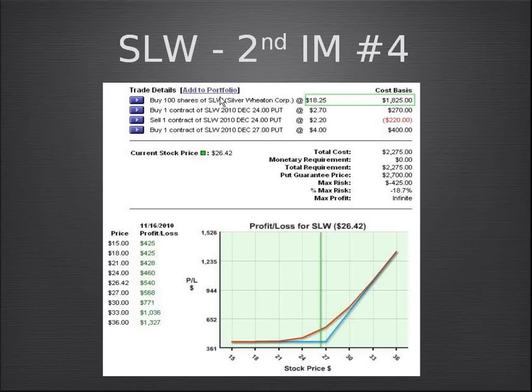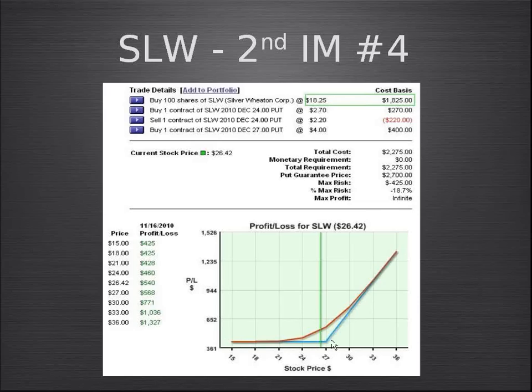So again, after the 70 cents of income method number 1, we lower our cost basis down to $18.25. We had a December 24 put at $2.70. We sell to close that for $2.20 and buy to open the higher strike for $4. Our new cost is $22.75. I'm adding to my cost basis, but now I'm guaranteed to get 27 back. So now we've locked ourselves into a higher gain.